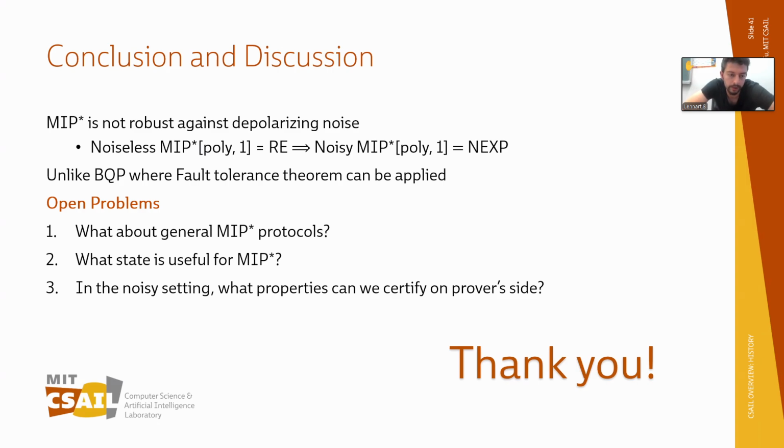Maybe the first point, because I was wondering: in MIP star we now have multiple provers and multiple rounds. Am I right in thinking that if we add multiple rounds, the verifier could just run a distillation protocol with the two provers in the beginning, so that they can get their epsilon up, arbitrarily close to the ideal state, which would just increase their power, right?